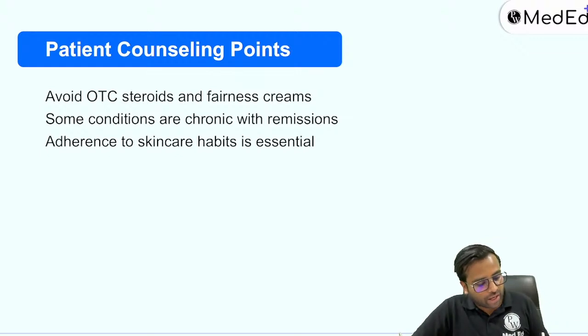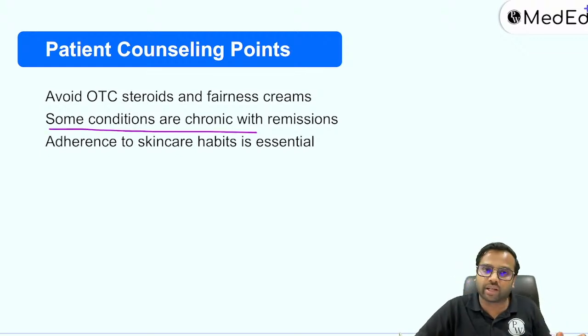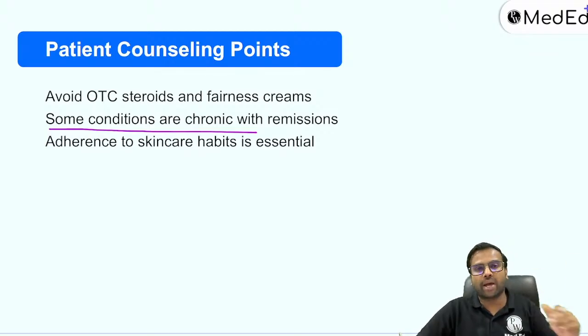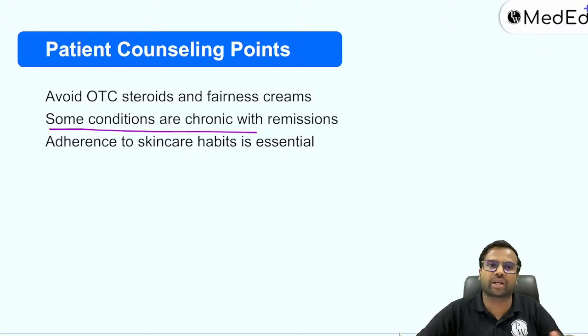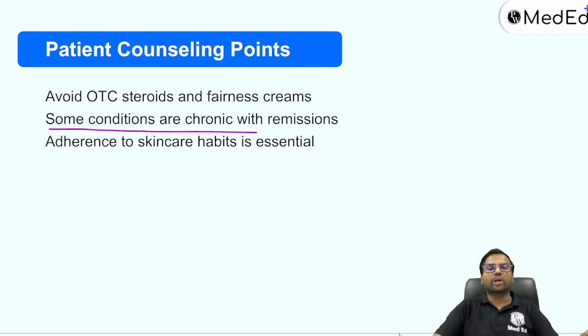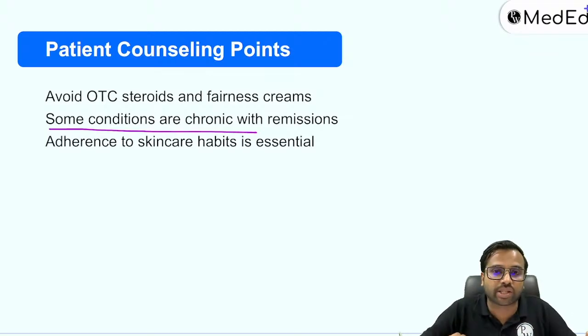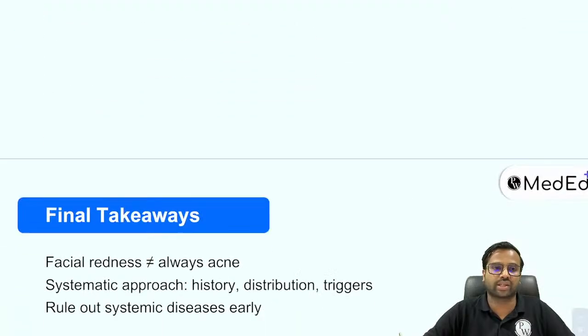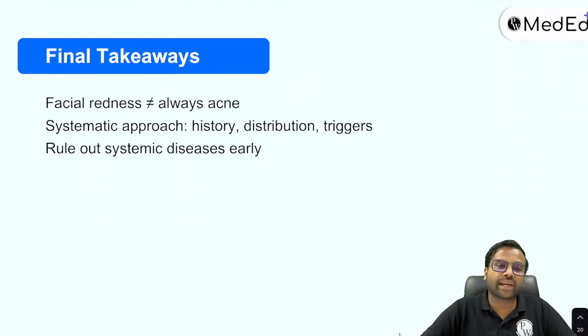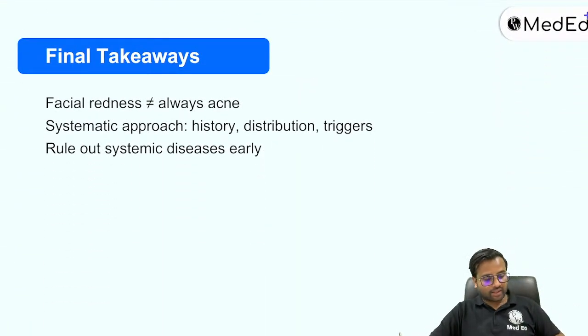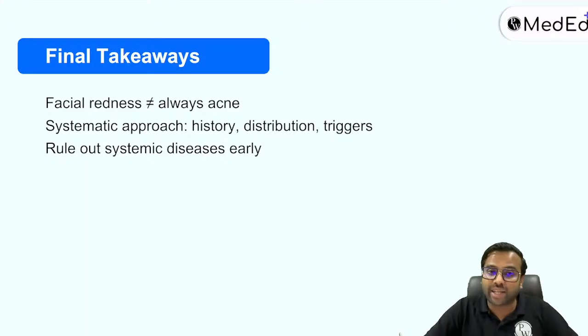The reason is, many of these conditions are chronic conditions with some remissions. Just like photodermatitis, it can come back again and again. SLE, again a chronic condition, isn't it? And good adherence to skincare habits is essential, especially using sunscreens. The final takeaway of today's session is that facial redness is not always acne, and it is not always because of SLE, isn't it? We have to have a good systematic approach, and we have to rule out any systemic disease.